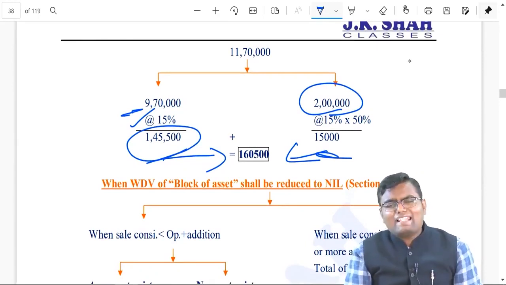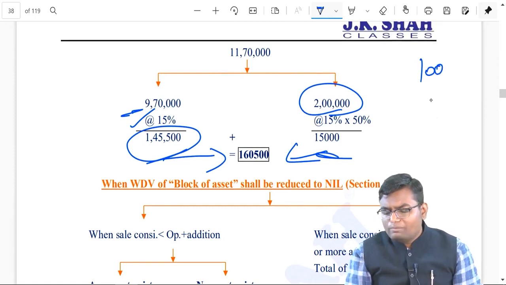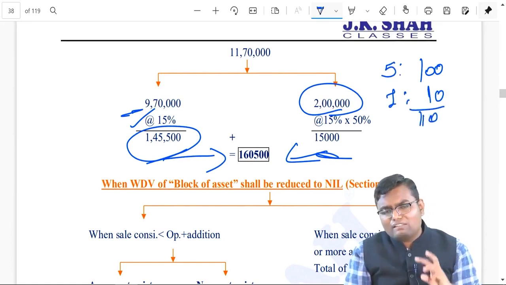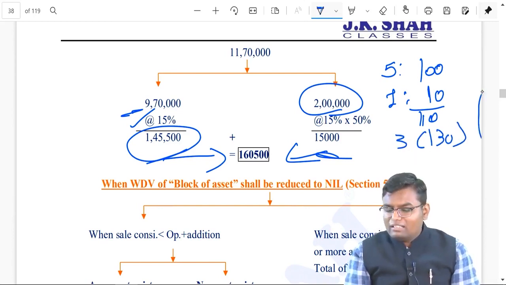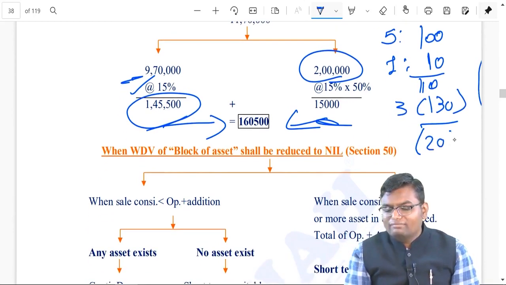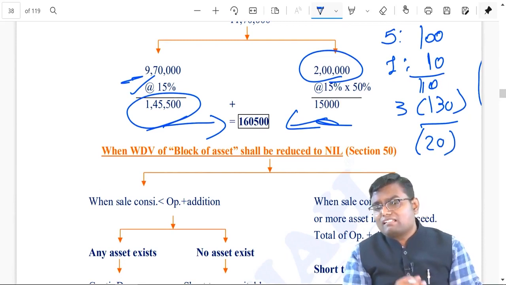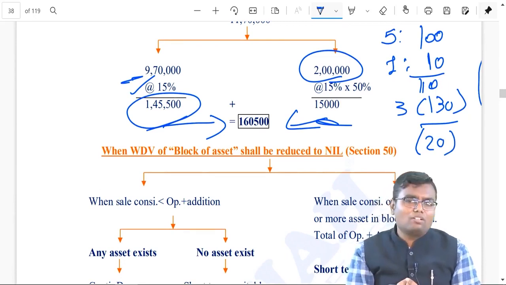Now, let's say I have an opening block of 100 rupees. I purchased one asset for 10 rupees. I had 5 assets in opening, one I purchased, so total 110. I sold only 3 assets for 130 rupees. Can I say the block value will become negative 20? Even though I have some of the assets with me, the block value still becomes negative.